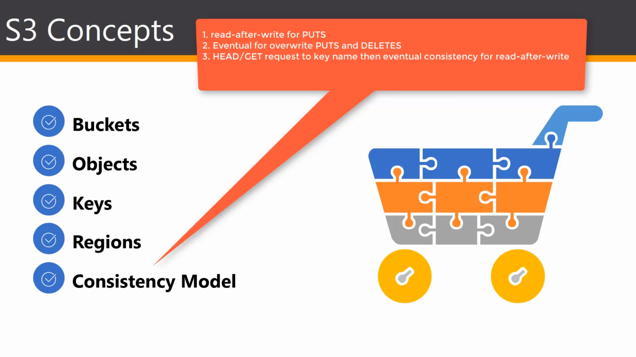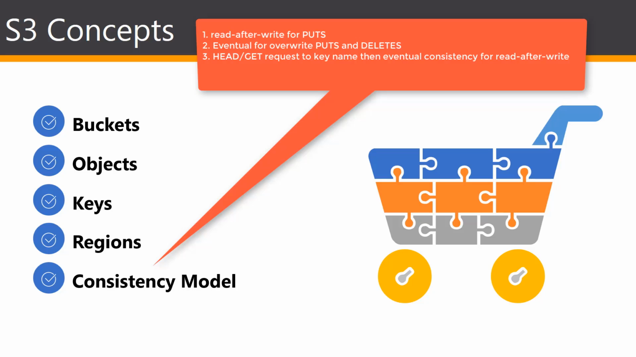Now, S3 offers eventual consistency for all overwrites, puts, and deletes in all regions. Updates to a single key are atomic. For example, if you put to an existing key, a subsequent read might return the old data or the updated data, but it will never return corrupted or partial data.